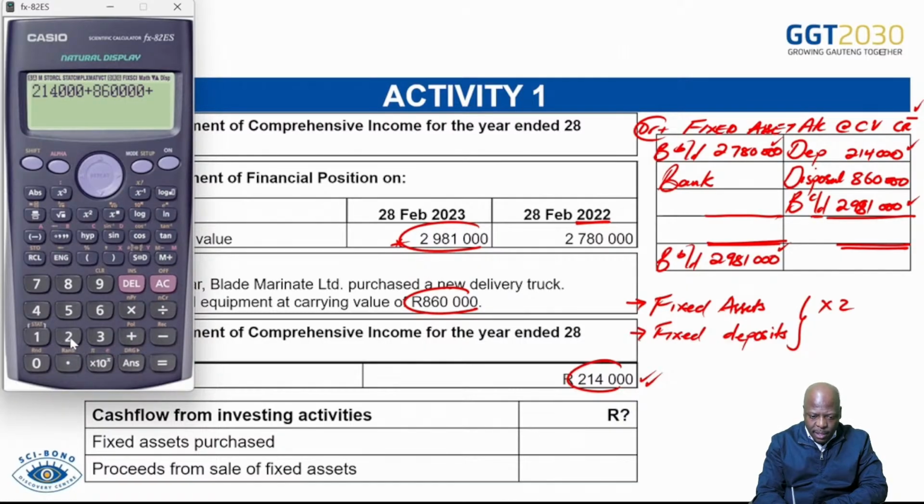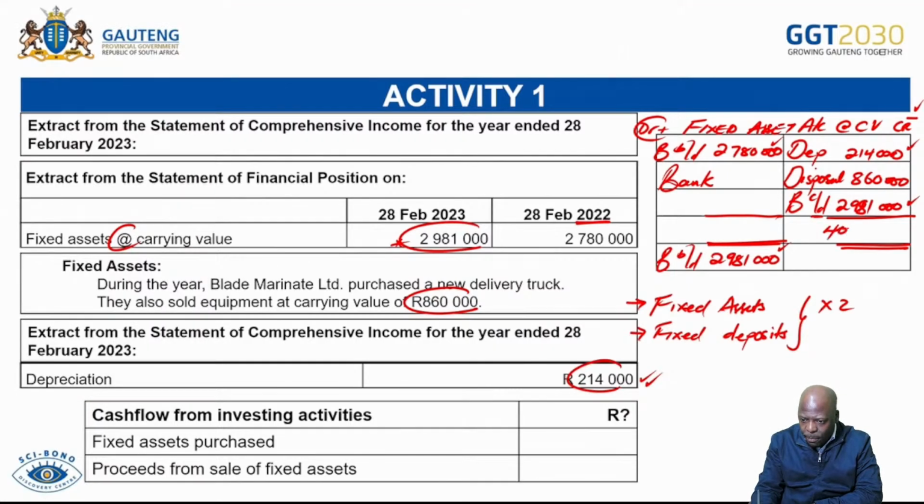Then I'm going to say plus your 2,981,000, like that. And that is going to give me 4,055,000. So I'm going to come here and say 4,055,000, like that. From that 4,055,000, I know that we have to subtract the 2,780,000 to get the bank now.